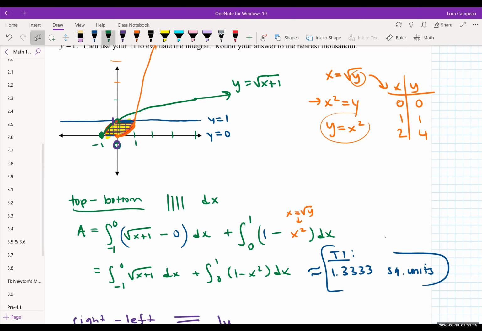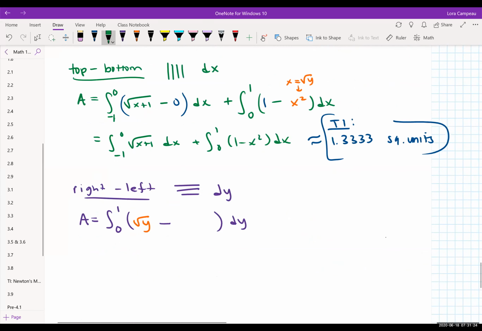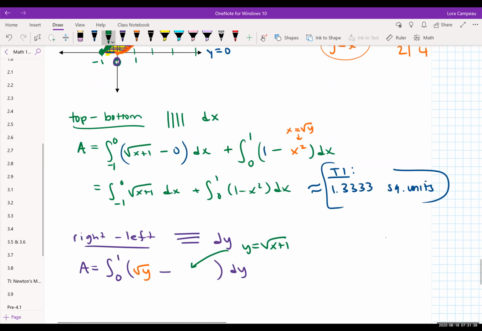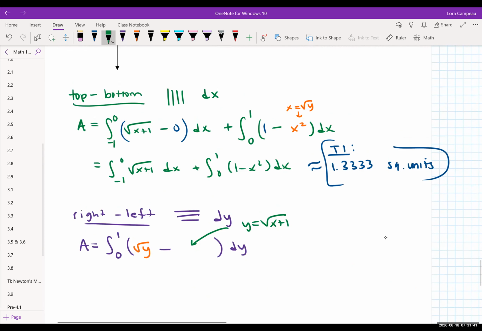Now, the green curve, let me make sure. Oh, I just drew that purple. Sorry. The green curve is y equals square root of x plus 1. But you can't just call it y. You have to write it in terms of it being solved for x, because remember, when you use right minus left, x is a function of y. So it has to be solved for x.